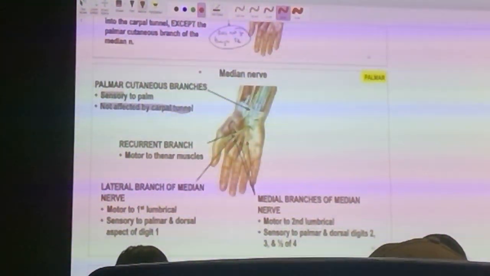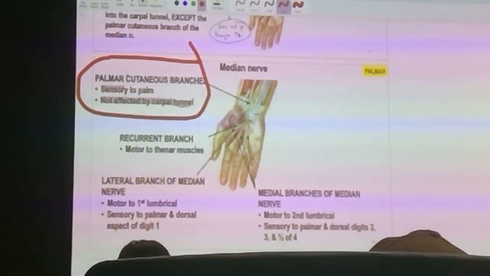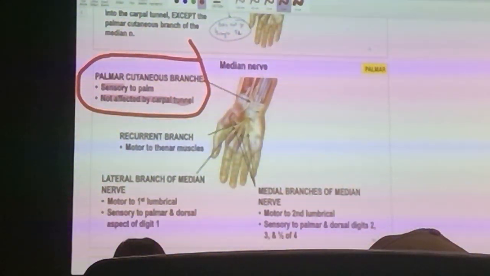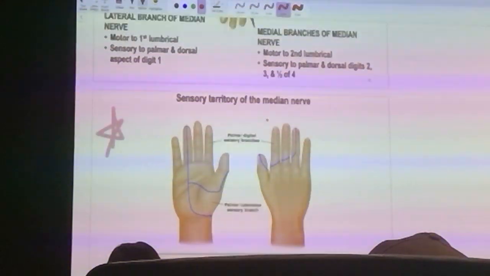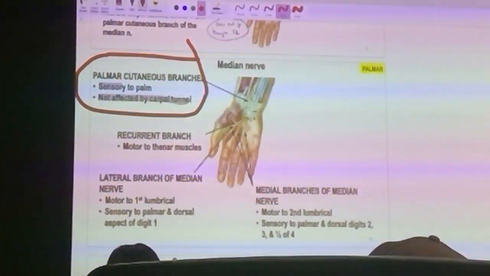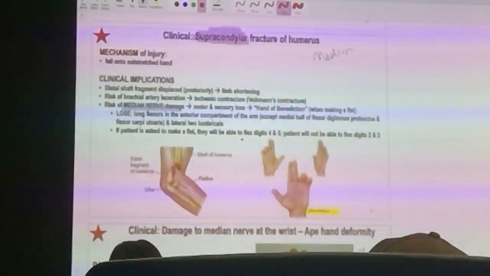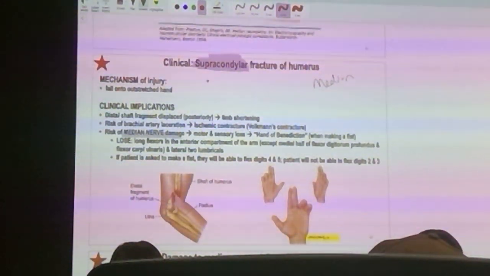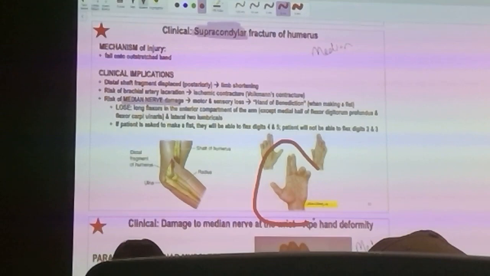Okay, and then this thing that they keep talking about: just know that the palmar cutaneous branch does not pass through the flexor retinaculum. It does not pass through what, sorry? The flexor retinaculum. Okay, supracondylar fracture damages your median nerve. Just know that.